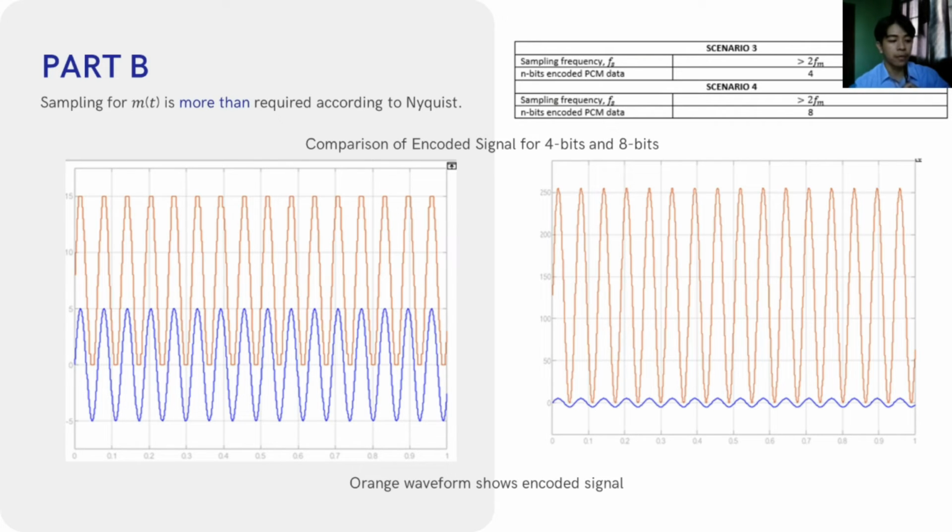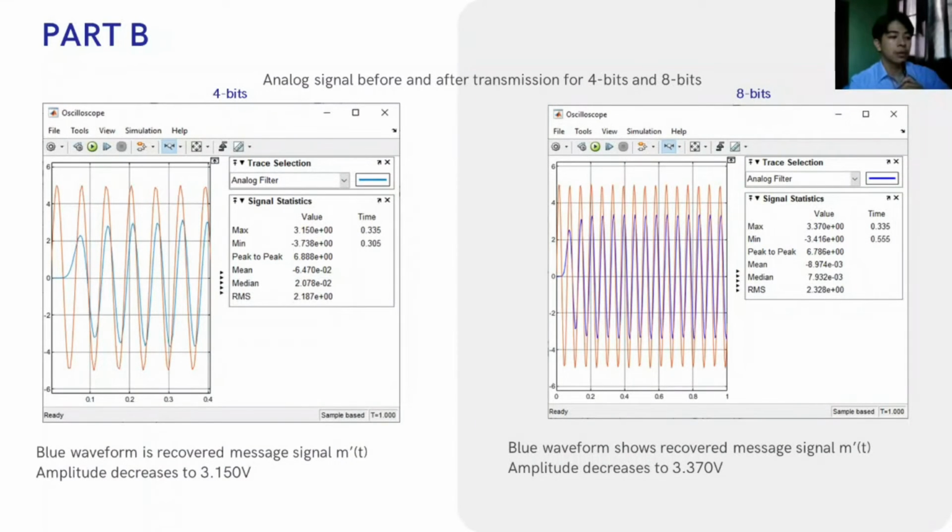As you can see, the orange waveform indicates the encoded signal, and now if we observe the encoded signal for 4 bits, we can see that the quantization level is more than in the previous cases in part A, which is lower. And now we should see the analog signal before and after transmission for 4 bits and 8 bits. So basically for 4 bits, the blue waveform indicates the decoded message signal, and the same goes for the right side, which is the waveform for 8 bits.